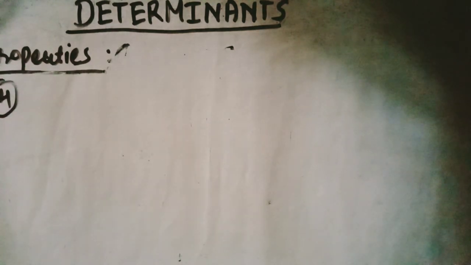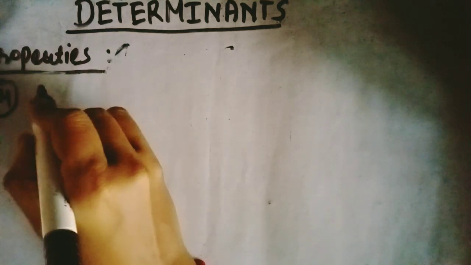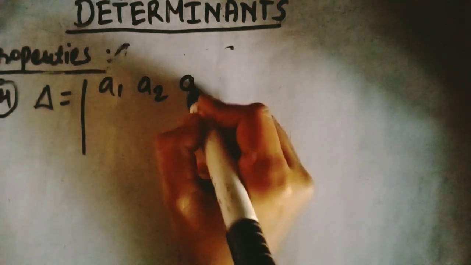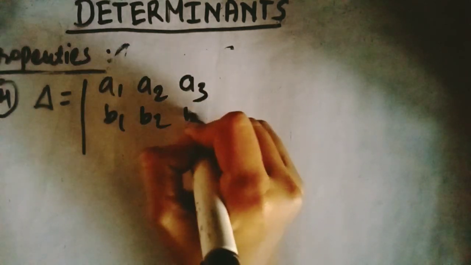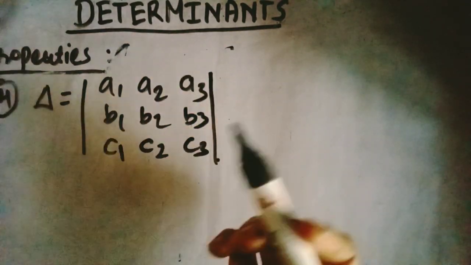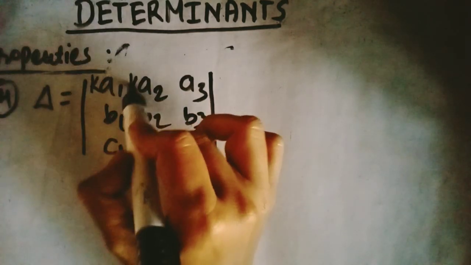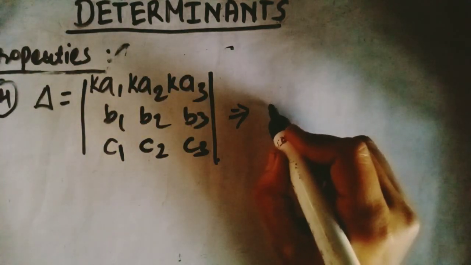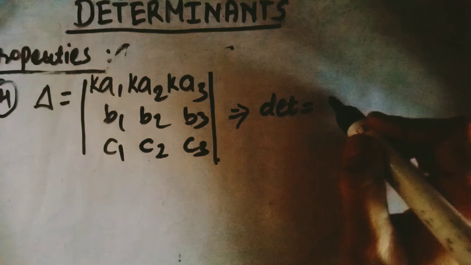Now the fourth property: if each element of a row or a column of a determinant is multiplied by a constant k, then its value gets multiplied by k. Now suppose there is one determinant, say A1, A2, A3, B1, B2, B3, C1, C2, C3, and I am multiplying a constant to this row. Then the determinant will be multiplied by k.